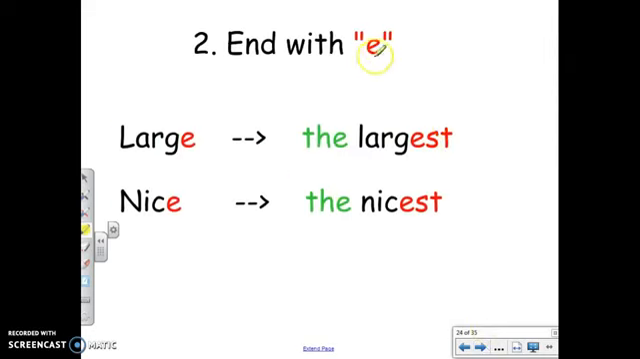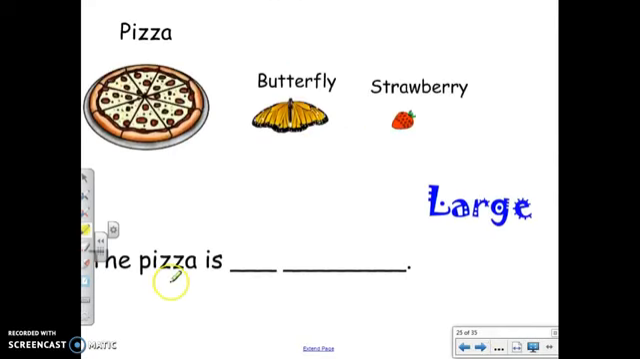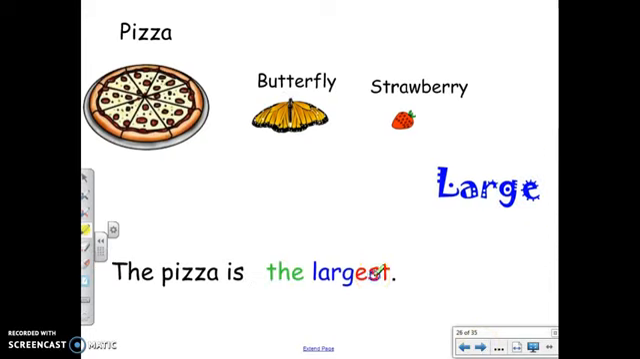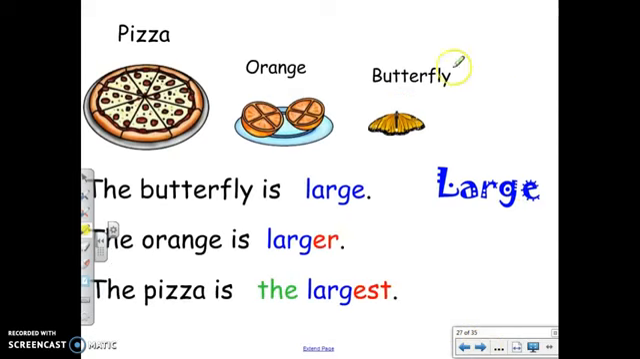The second type: if the word ends with e, we don't have to put est but st because it already has the e. For example, the pizza is what? See that we have an e here. So instead of est, we are only going to put st because we already have the e here. The pizza is the largest. And if we want to describe three of them, I will say the butterfly is large, the orange is larger, the pizza is the largest.